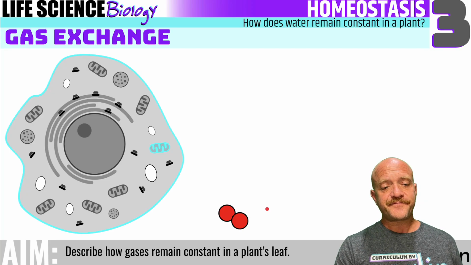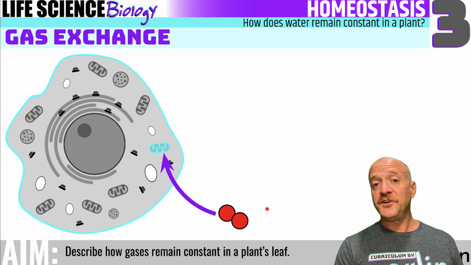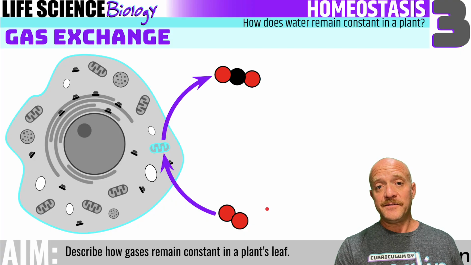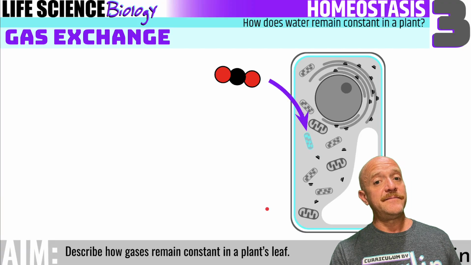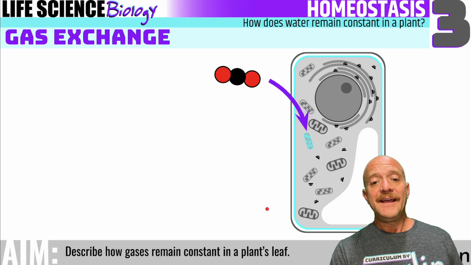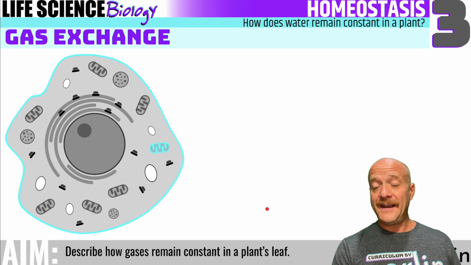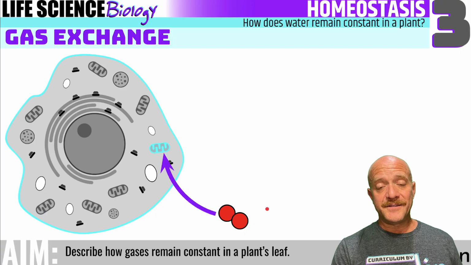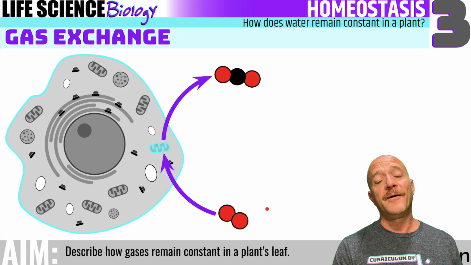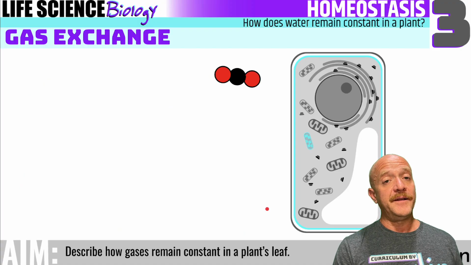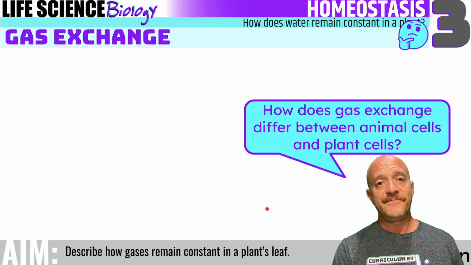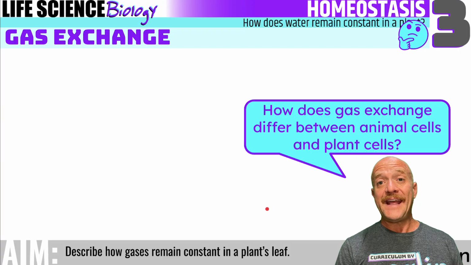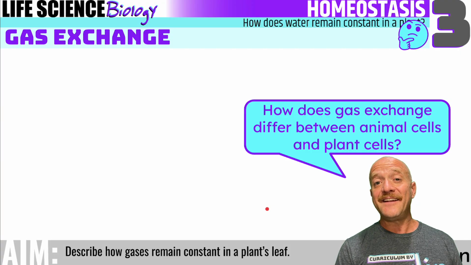Gas exchange, in an animal cell, oxygen goes in and carbon dioxide comes out. Now in a plant cell, carbon dioxide goes in and oxygen comes out. You don't have to know right now where they go. In an animal cell, the oxygen is going into the mitochondria, coming out as carbon dioxide. That's not important yet. You'll have to know it later on. In a plant cell, carbon dioxide goes in the chloroplast, comes out as oxygen. Now, how does gas exchange differ between animal cells and plant cells? Please indicate that in your notes.